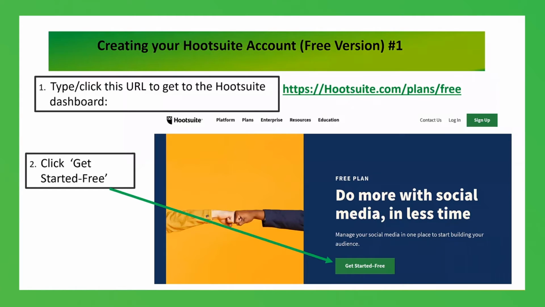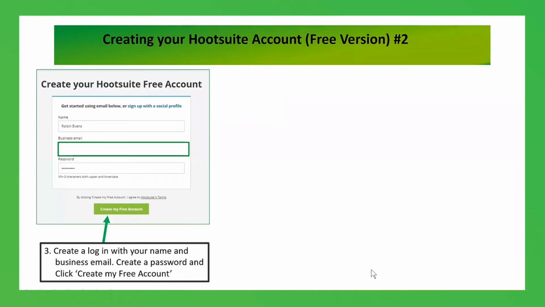Okay, so this is the free version. So you need to go to this URL that we've put in here, which will take you to the free Hootsuite account website. If you click here that says get started free, this box will pop up. So you need to enter in your name, your business email, so whatever email address that you use for your charity, and then put in a password. You then click on create my free account.